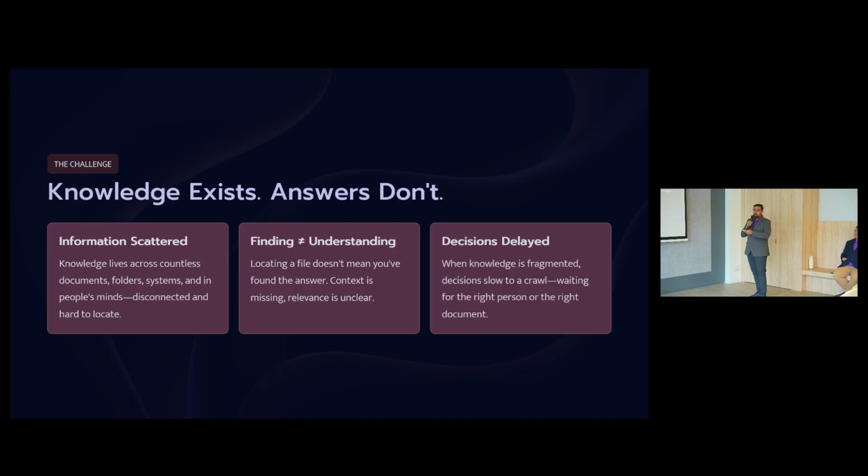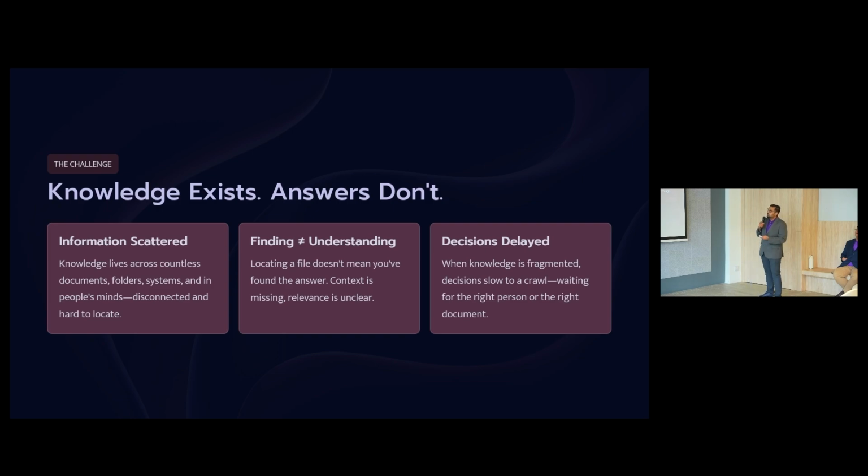Plus, you throw people into the mix, and things get complicated. People need to wait for approvals to share some documents. Sometimes you ask a question to someone, and the person might have an interpretation of something that might not actually be accurate. So the answer given to you might not be the right answer. So in a nutshell, knowledge exists in organizations, but answers don't, right?